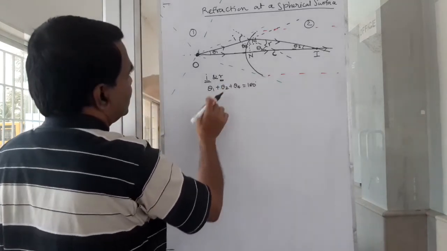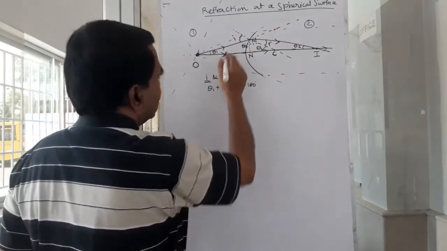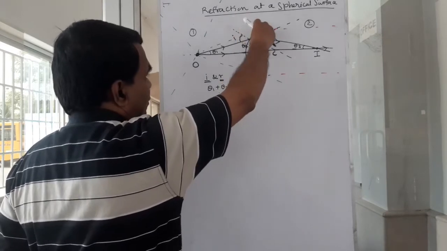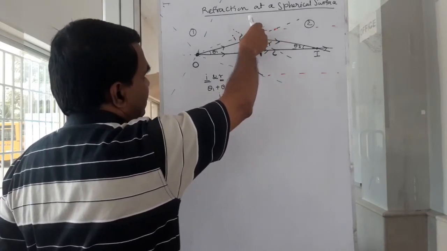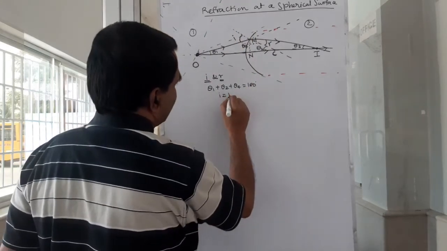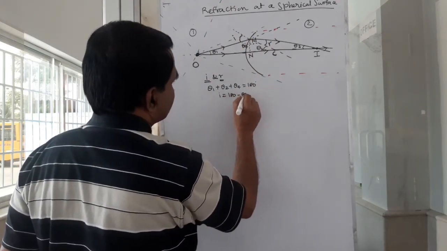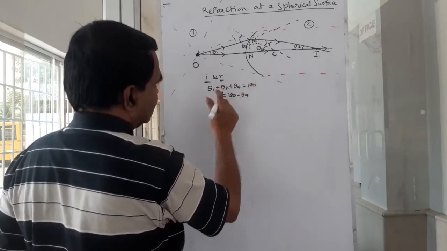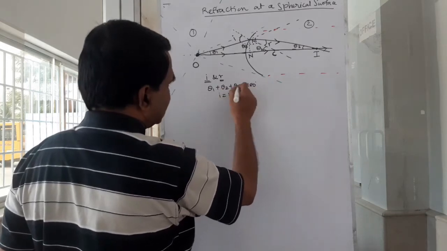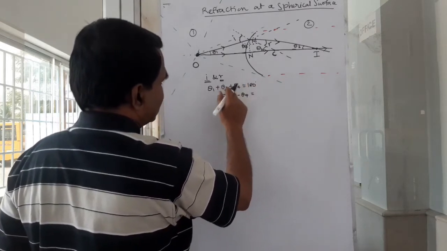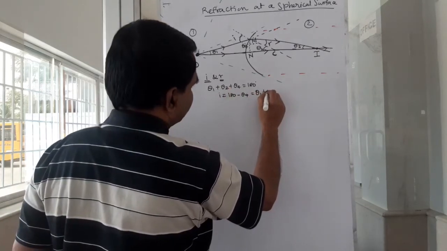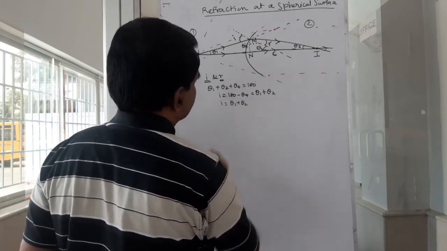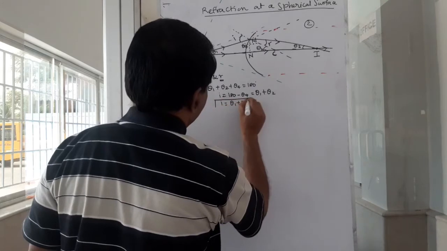What is I? I is equal to, if you take this straight line, the whole angle is 180. 180 minus theta 4 is equal to I. So 180 minus theta 4 will give me I. From this equation, I can get that. So I can get this, right? 180 minus theta 4 is equal to theta 1 plus theta 2. So my I is equal to theta 1 plus theta 2. So this is my equation.